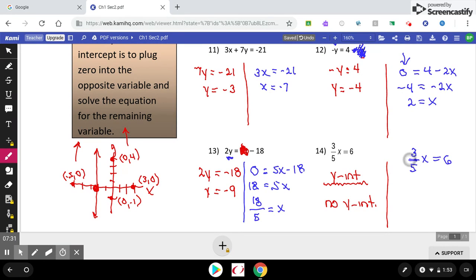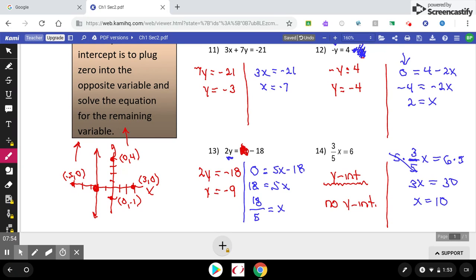The two-step way is to say, I get a fraction bar, which means divide. And if I want rid of the divide, I would just times. 5s are gone. I got 3x equals 30. Easy from here. How do we get rid of the 3? We divide by 3. And x is 10. And that's it. That's how you find x and y intercepts.